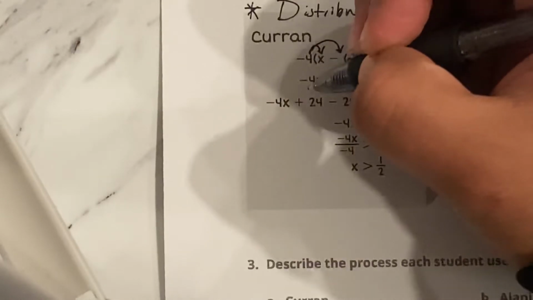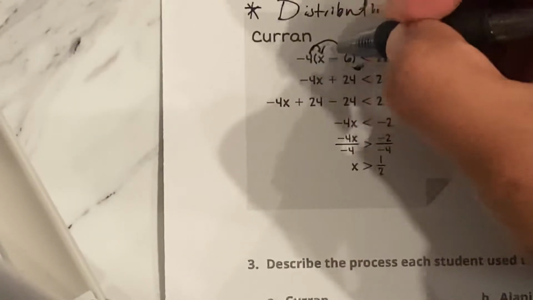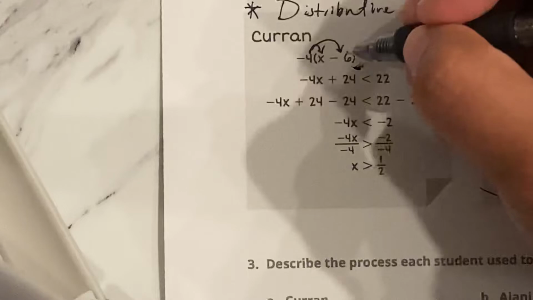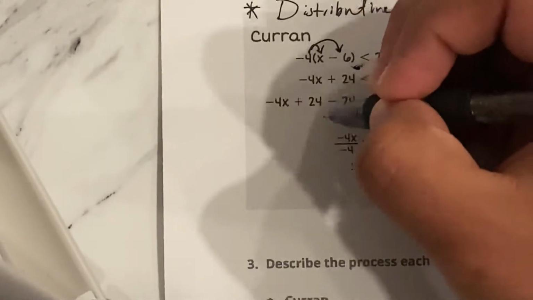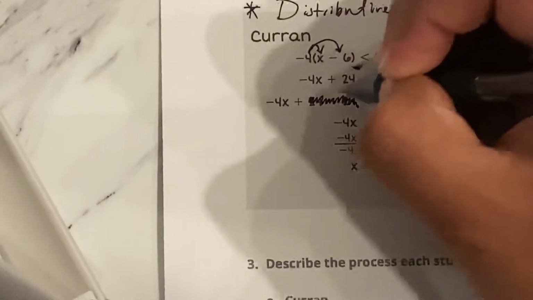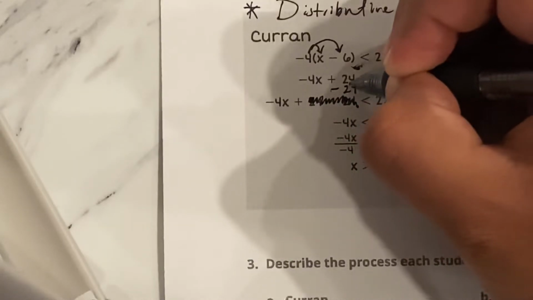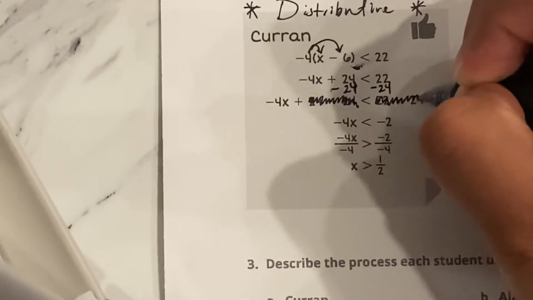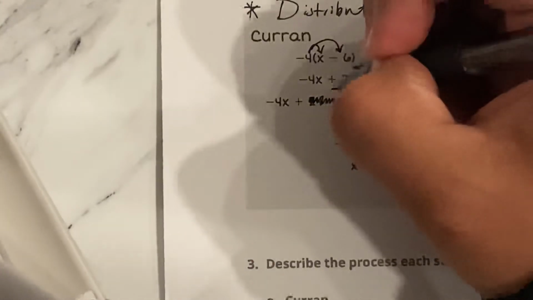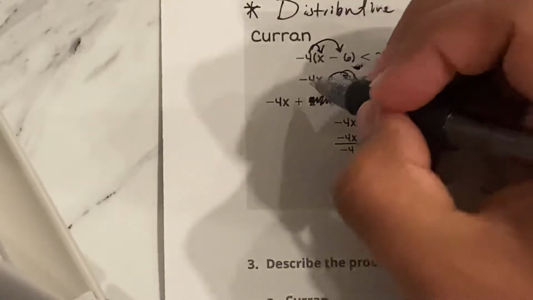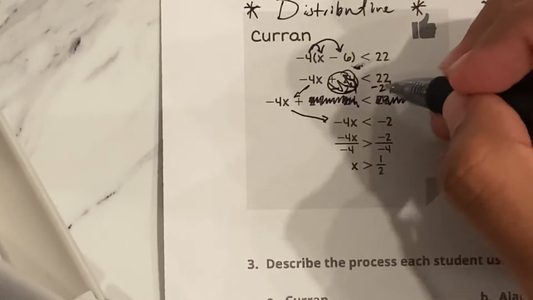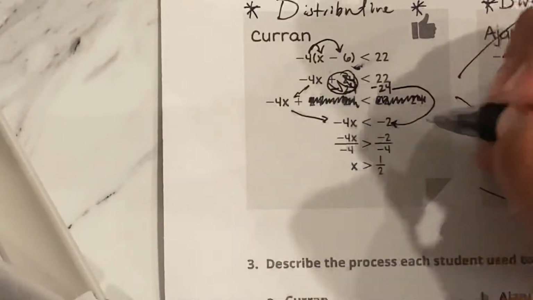So -4 times x gives me -4x, I agree. -4 times -6 gives me a positive 24. Looks good. After that, we got to move this 24, which is where you see the subtraction happening right here. Let me write it my way just to make sure we can see it. Minus 24. 24 minus 24 is 0. It cancels out, goes right here. 22 minus 24, if you subtract it correctly, gives you -2.